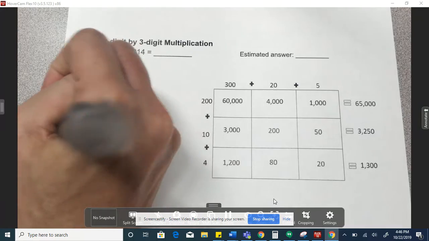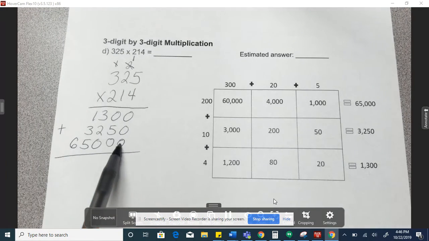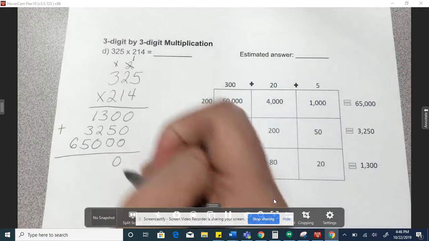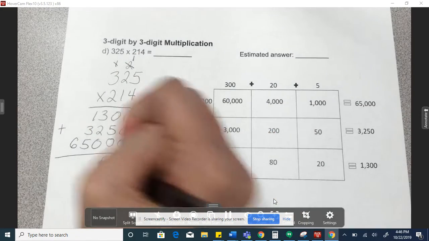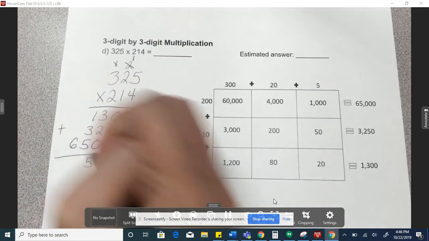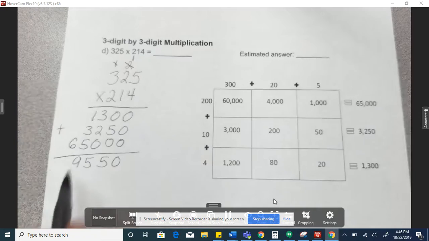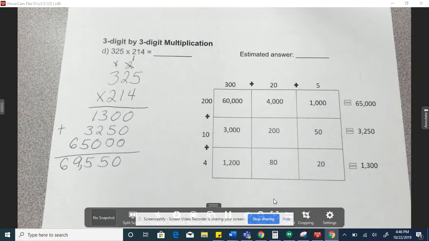Let's add these up, making sure our place values line up. Always start with the ones place or the smallest place value. All these zeros added up are 0. We have 0 ones. 0 plus 5 plus 0 is 5. 3 plus 2 plus 0 is 5. 1 plus 3 plus 5 is 9. And 6 plus nothing is 6. So our answer should be 69,550.